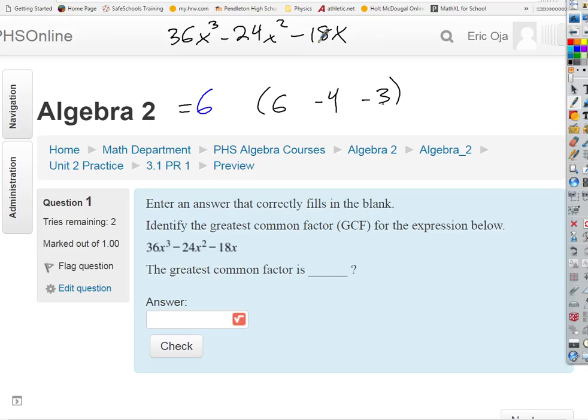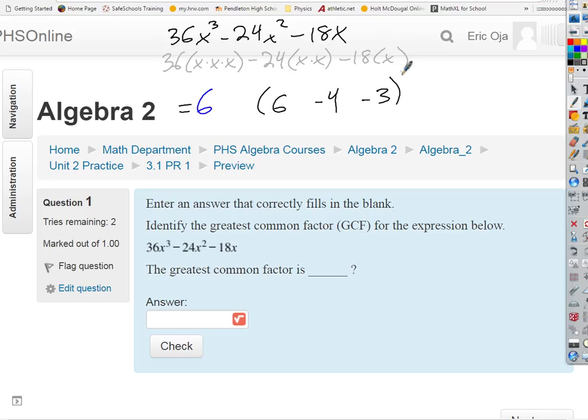Okay, what about the variable part? There's two ways we can look at this. I'm going to write it down one way. You're not going to do it this way, but I just want to illustrate why we get the answers we do, just by way of a little bit of quick review. So this first one we could really write as 36 times a string of 3 x's multiplied together, which is x cubed, right? And minus 24x squared is just x times x, minus 18 times x.